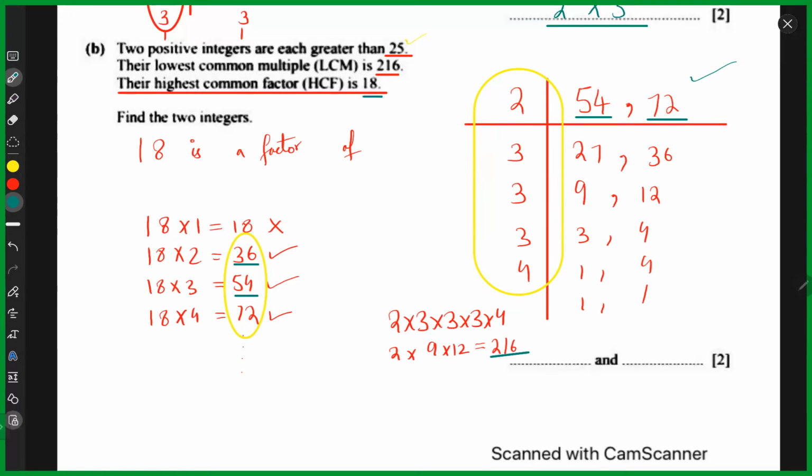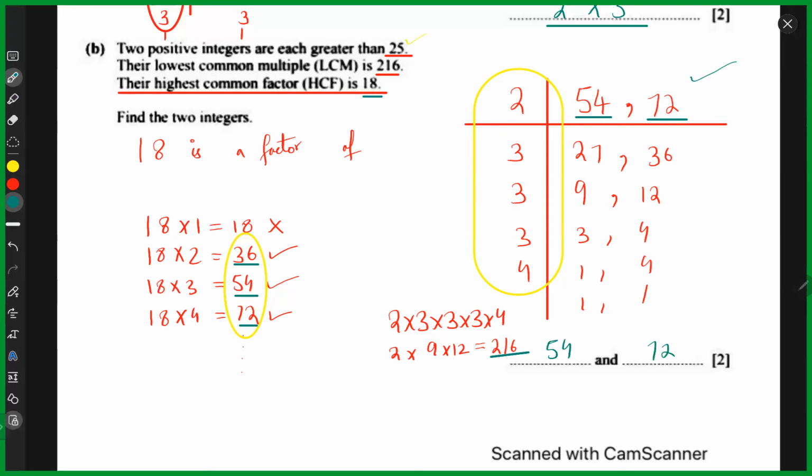So 54 and 72 are basically coming in the table of 18. And hence the highest common factor would be 18 for this case as well. Okay. So that is why the answer would be, yes, 54 and 72. Yes, now you can ask.